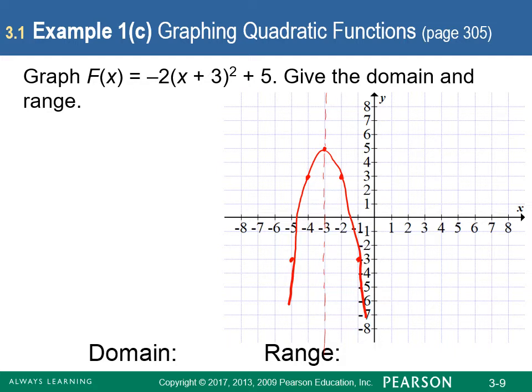The domain, hopefully you've caught on to that by now, and the range goes from negative infinity, meaning way down there, we won't say who's down there, comma, and then the highest point is here at 5. And again, since there's a dot there, we will use the bracket.